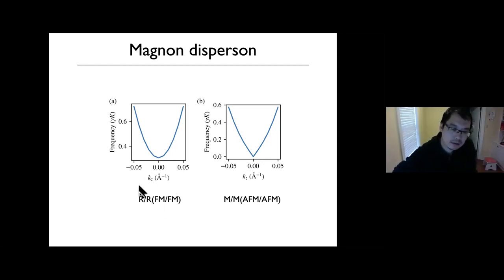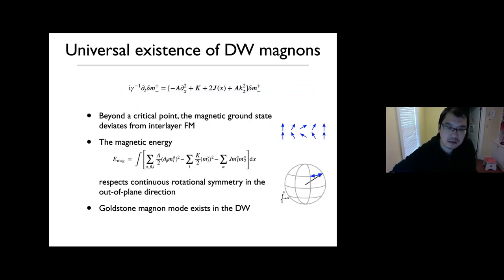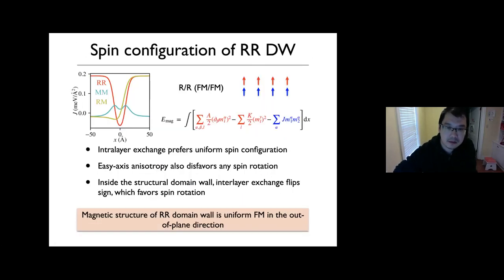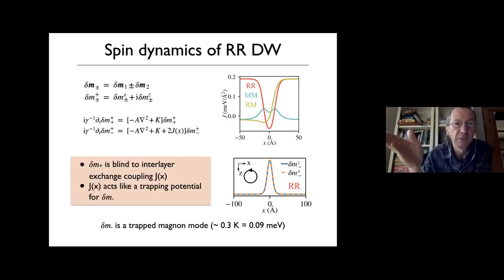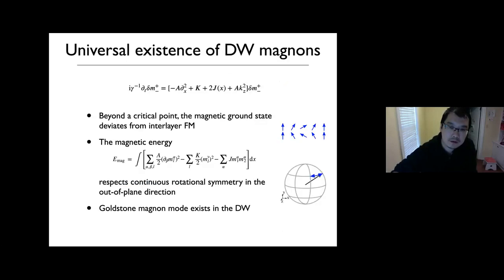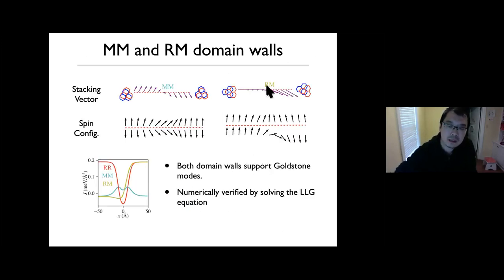Let me backtrack. This one is between the ferromagnetic and the ferromagnetic. This one gave you a parabolic dispersion as well, so this would correspond to this situation. It's a quadratic dispersion along the domain wall direction. But for the third case, which is between the rhombohedral and the monoclinic one, our claim is that it should still have a zero energy mode, but we haven't got to the magnon dispersion yet. The argument is basically whenever you have some sort of spin texture in your domain wall, then you should have that zero energy mode.